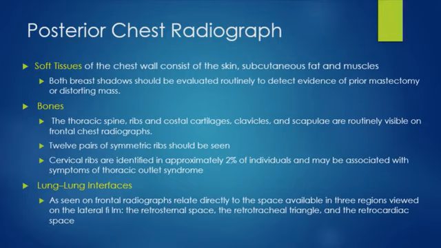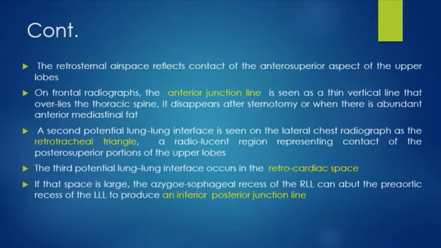The lung-lung interface, as seen on frontal radiographs, relates directly to the space available in 3 regions viewed on the lateral film: the retrosternal space, the retrotracheal triangle, and the retrocardiac space. The retrosternal airspace reflects contact of the anterosuperior aspect of the upper lobes. On frontal radiograph, the anterior junction line is seen as a thin vertical line that overlies the thoracic spine. It disappears after sternotomy or when there is abundant anterior mediastinal fat.